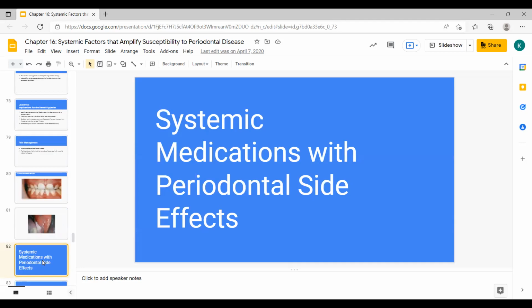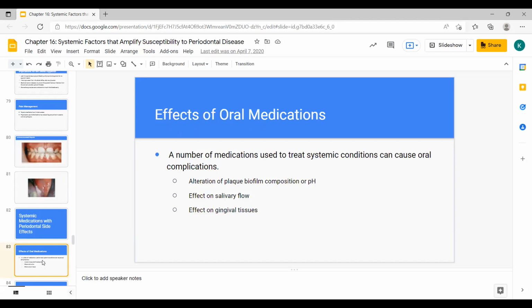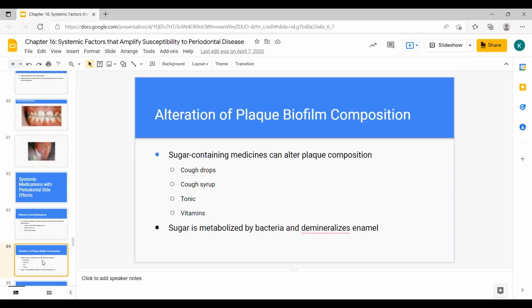Systemic medications with periodontal side effects. So again, we've talked about these a bunch. A number of medications used to treat systemic conditions can cause oral complications. We can have alteration of plaque biofilm composition or pH, an effect on salivary flow, and an effect on the gingival tissues.